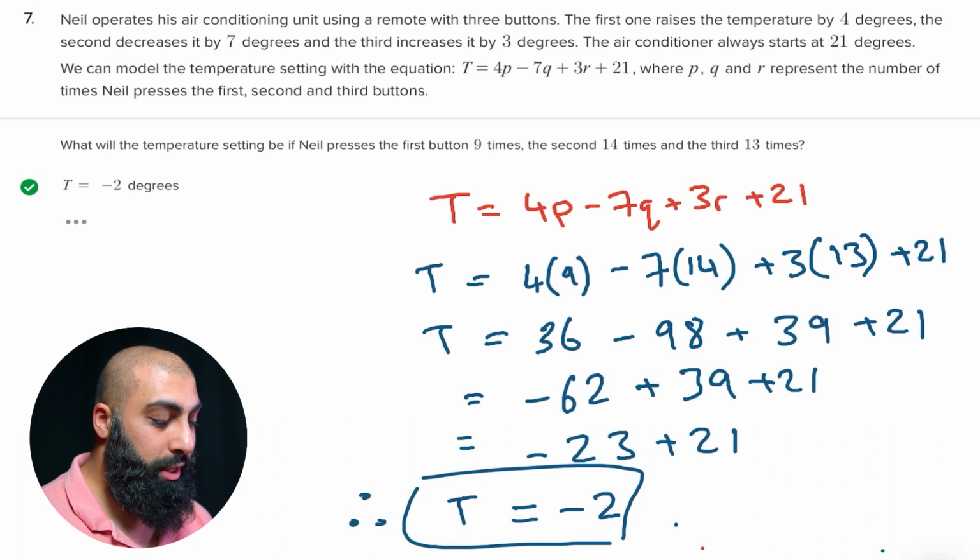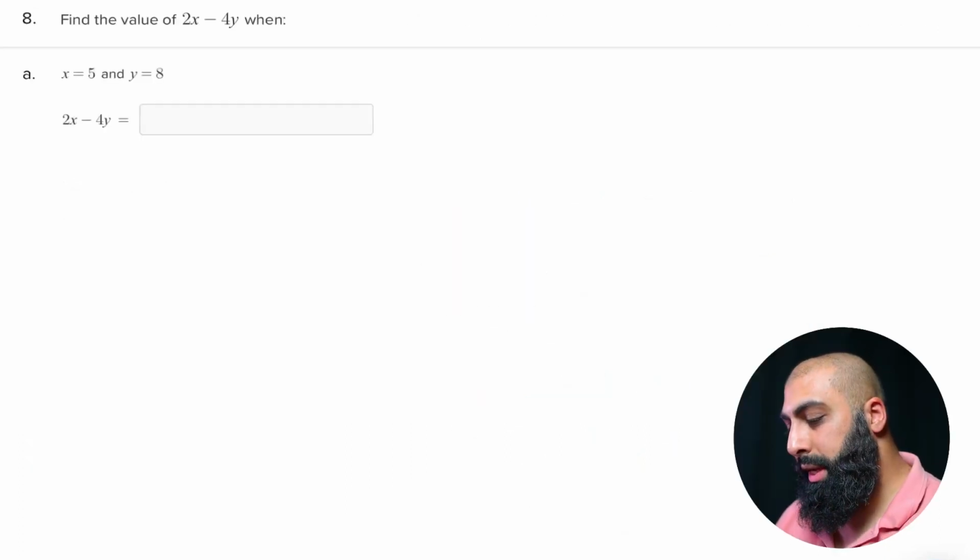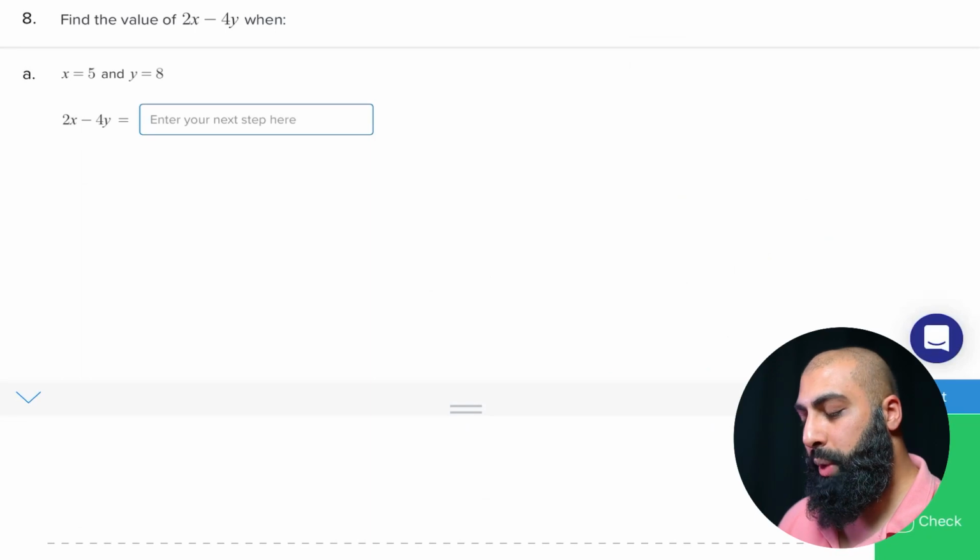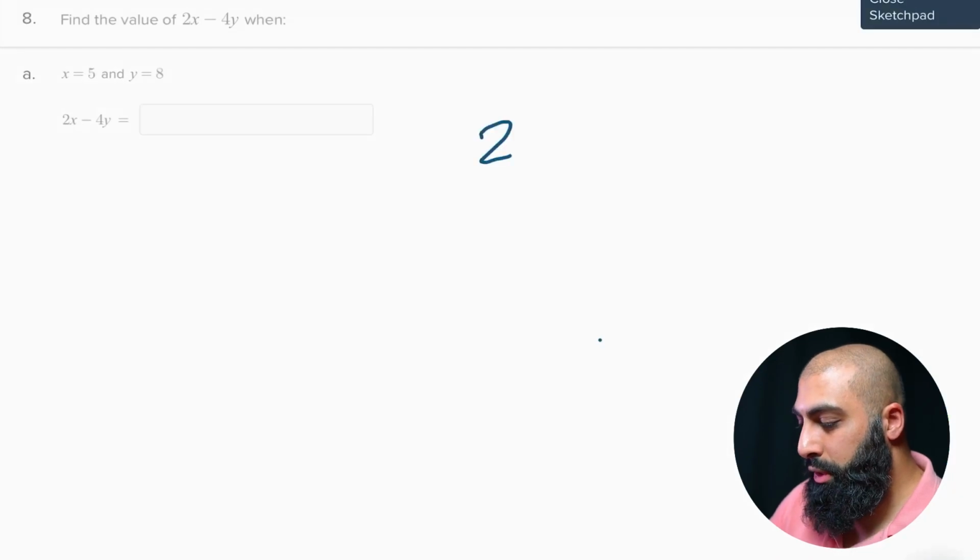Excellent. Okay, so that was a lot of number pressing for Neil. Let's move on to the next question. It says, find the value of 2x minus 4y when x is equal to 5 and y is equal to 8. So we've got 2 times 5 minus 4 times y, which is 8.